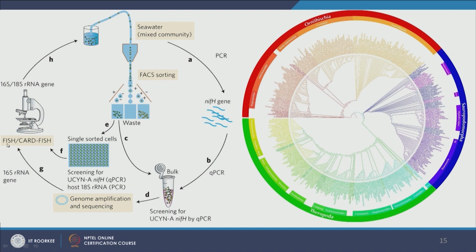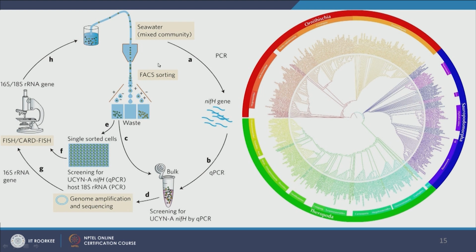I can also use CARD-FISH. These are fluorescence based techniques for microscopy. I can screen them on a microarray. I can also directly sort the seawater microbial community using a FACS sorter. Now, a FACS sorter is a very interesting instrument that allows us to separate cells based on their qualities. So I can now, using my information from this pathway, for example, I know what is the fluorophore or the fluorescent dye that will attach to the nifH gene.